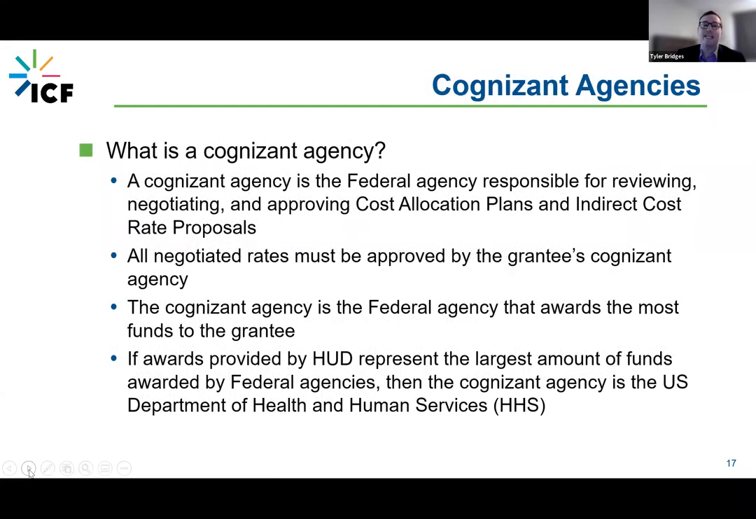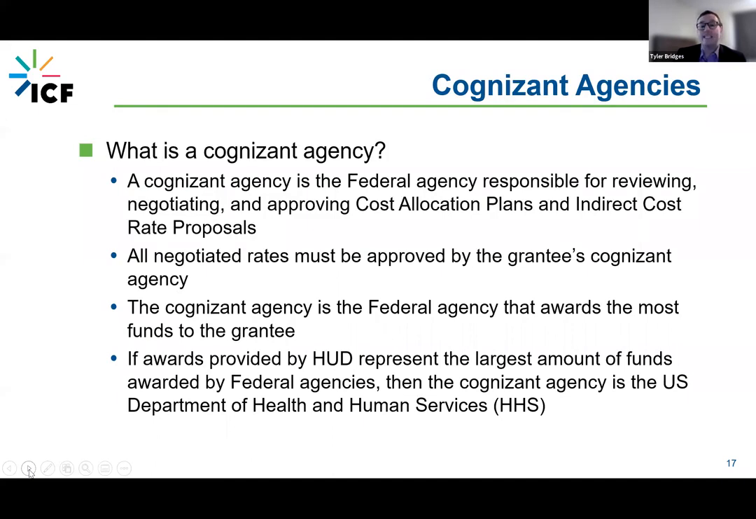So what is a cognizant agency? A cognizant agency is the federal agency responsible for reviewing, negotiating, and approving cost allocation plans and indirect cost rate proposals. All negotiated rates must be approved by the grantee's cognizant agency.